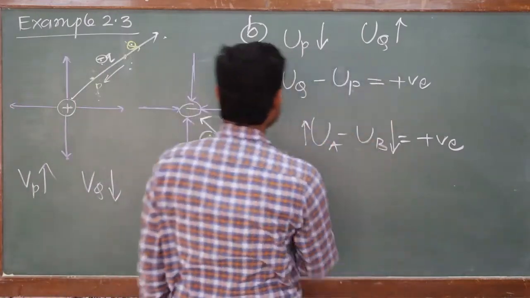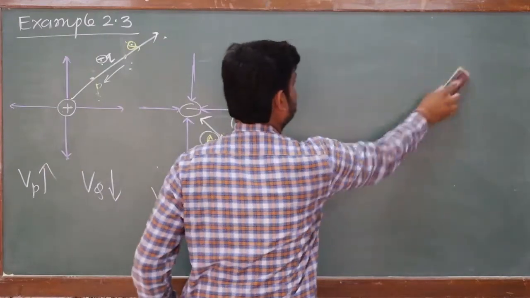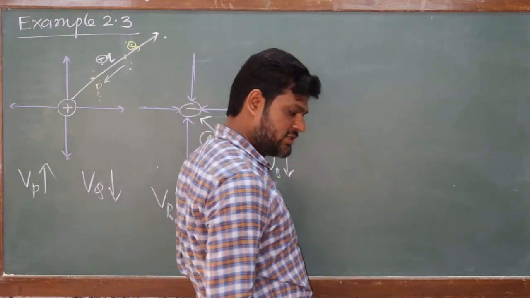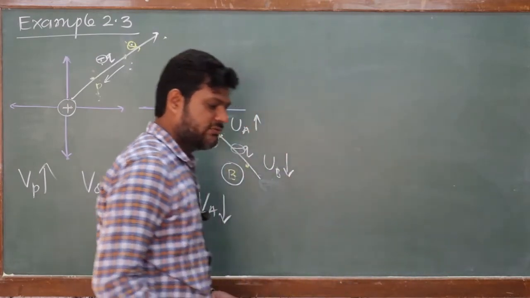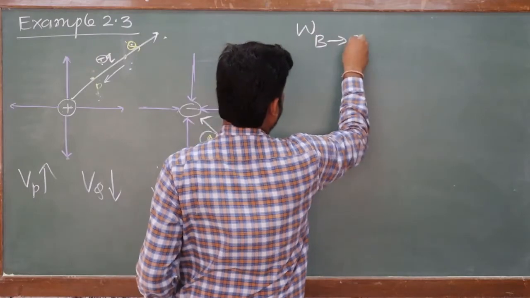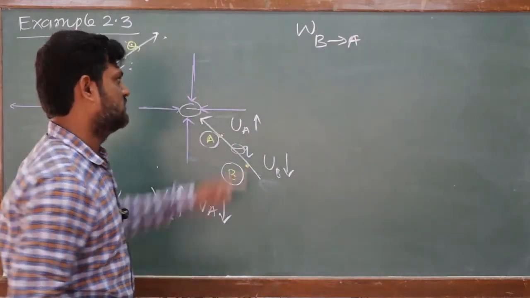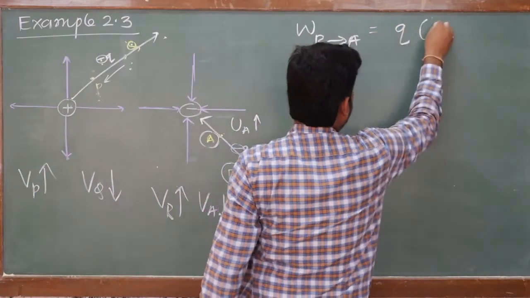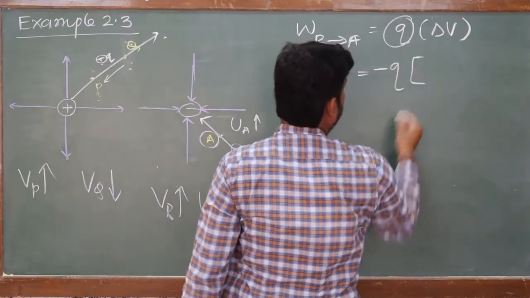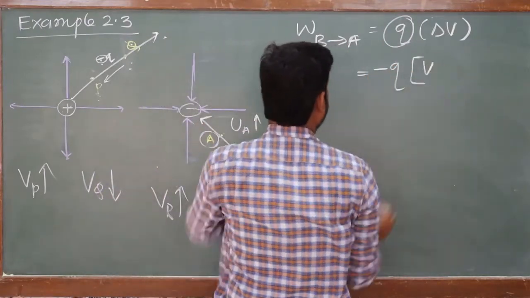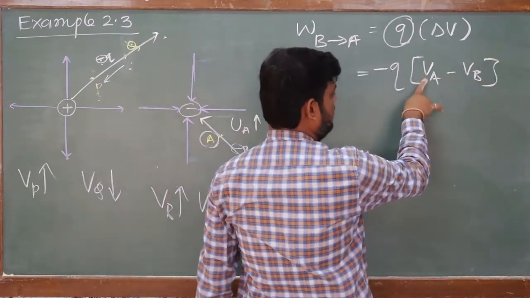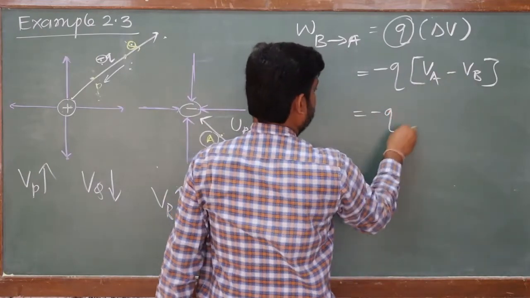Next question, question number C. Give the sign of the work done by an external agency in moving a small negative charge from B to A. Work done to carry from B to A. Which charge are we going to carry? Minus charge. Work done formula is Q delta V, the basic formula. The charge is negative. We want to carry a charge from B to A. So we will write VA minus VB, potential of final point minus potential of initial point. Minus Q remains as it is.